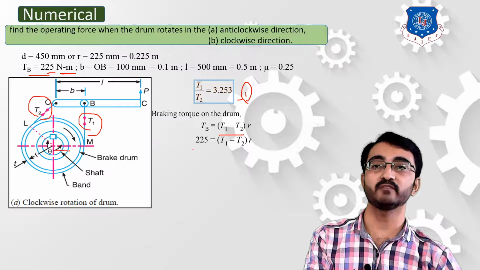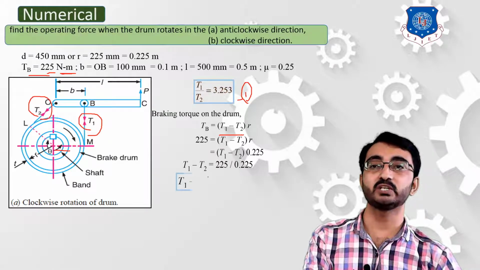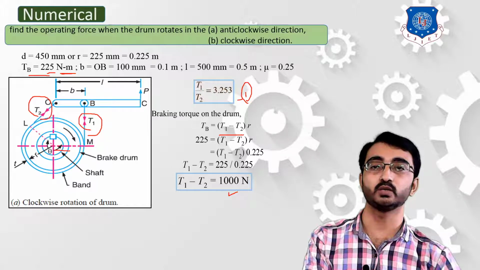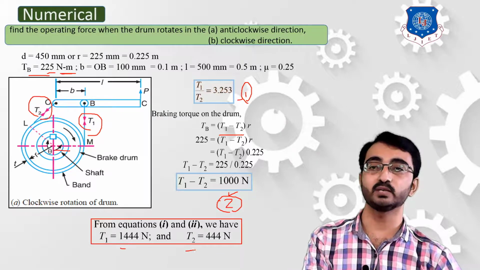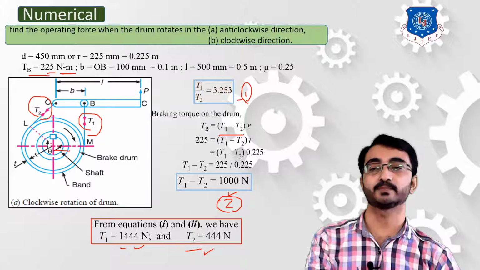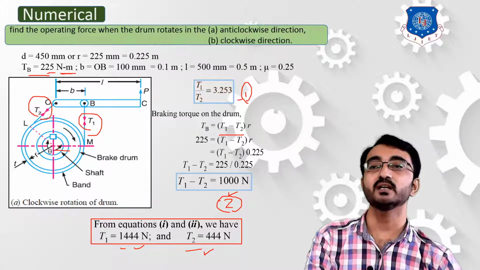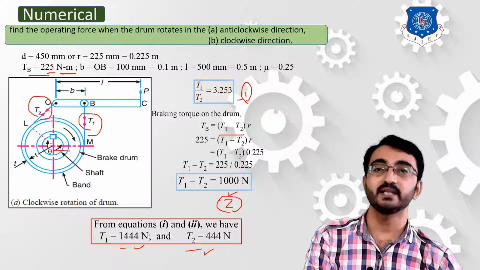By putting the value of TB, we will get the relation T1 minus T2 is equal to 1000 Newton. Now using equation number 1 and equation number 2, we can derive the values of T1 and T2, that is 1444 Newton and 344 Newton. In this way we can derive the values of T1 and T2.